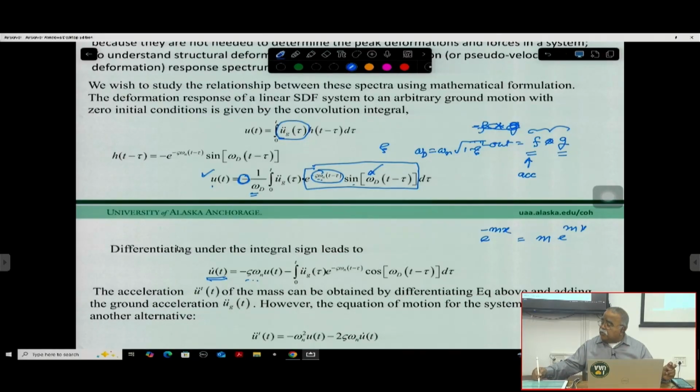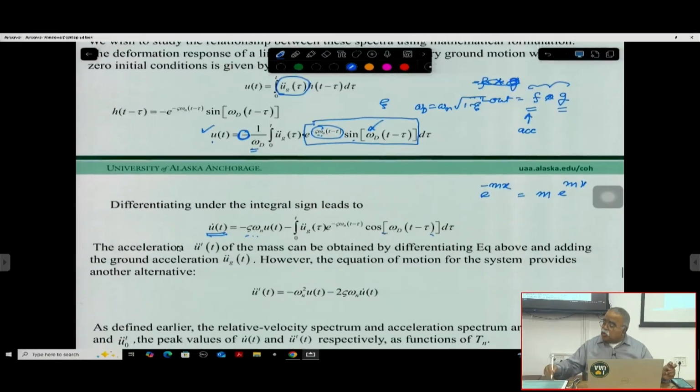The sine becomes the cosine, so that is equal to u dot t. Then if you differentiate again, that will be u double dot t. But you need not do that, because u double dot t will always equal this one. So if you already know u t and u dot t, you can calculate u double dot t, right?